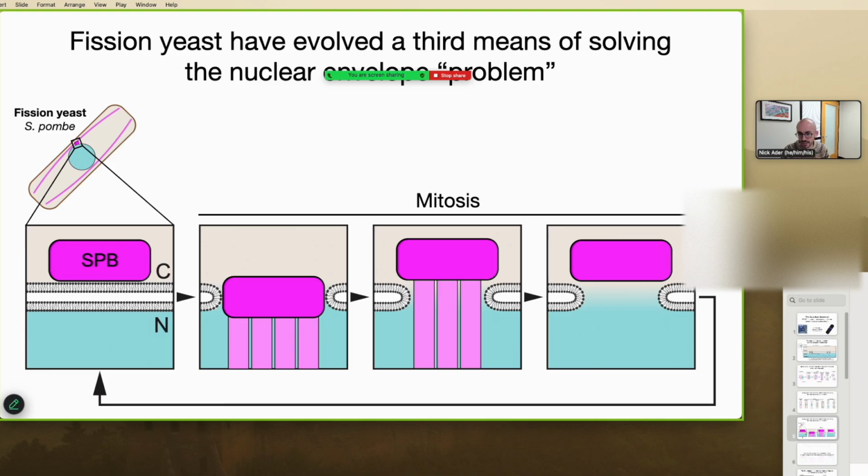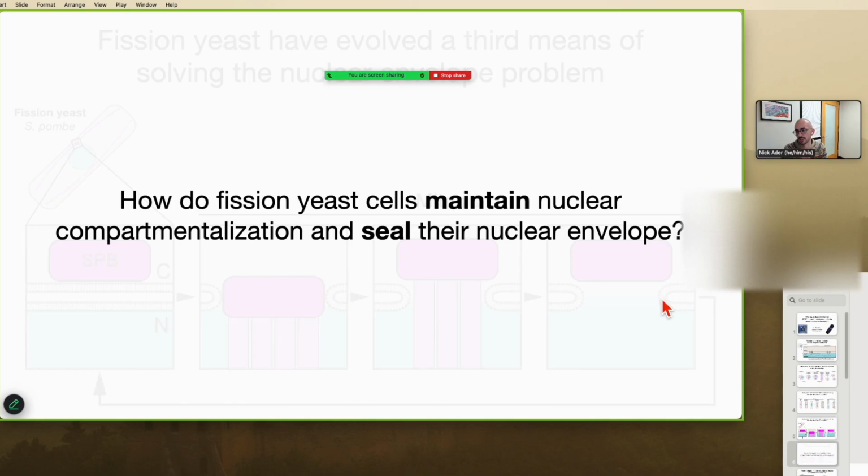What's also interesting is that despite this large, hundreds of nanometer size hole in the nuclear envelope, fission yeast still maintain their nuclear compartment. So how is that maintained throughout? That was the driving question of my work. How do fission yeast cells maintain that nuclear compartmentalization and then eventually seal their nuclear envelope?